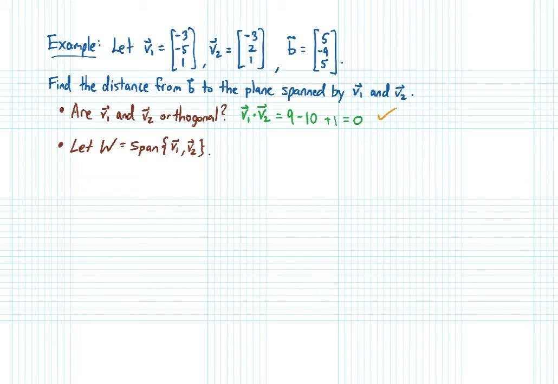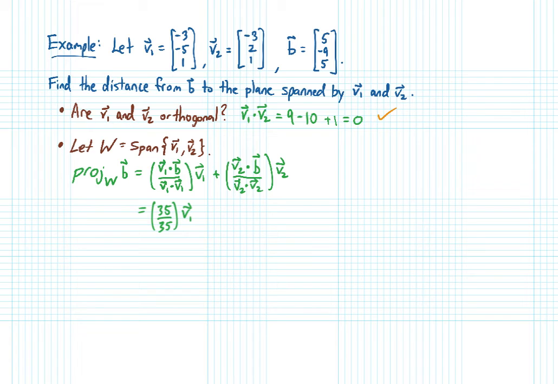So now what we'll do is we'll let W be the span of v1 and v2. So this is just to give a name to that plane. And then we can use the orthogonal projection formula for the projection of b onto W. And now it's really just a matter of plugging the vectors into this formula and doing all the arithmetic. So I'd recommend that you pause and do these calculations yourself.